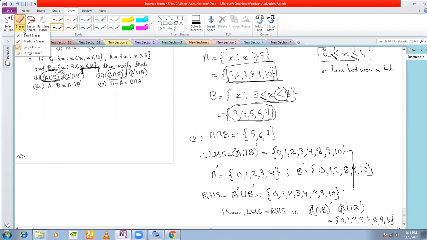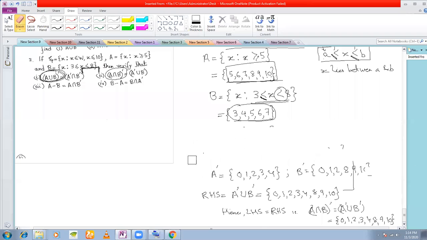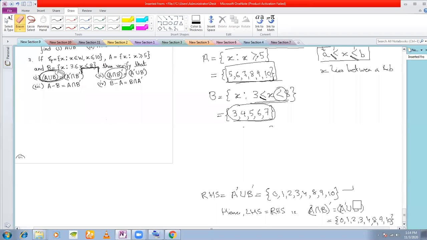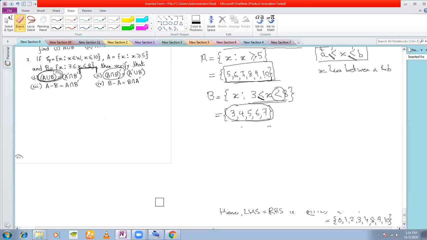Do you remember De Morgan's law or not? You've forgotten. Anyway, this is what De Morgan's law is, but this has been given to you as a sum.